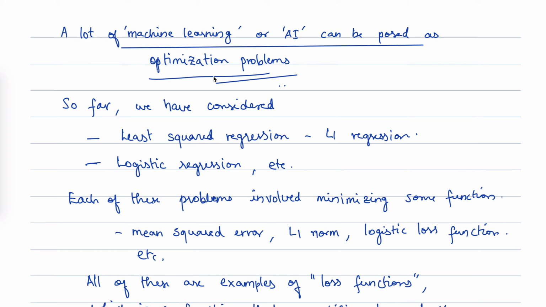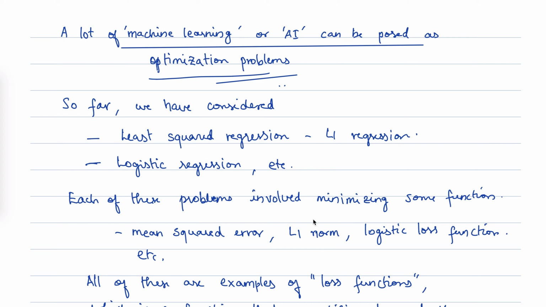So this video is about optimization problems, specifically optimization problems that arise in machine learning. A lot of machine learning or AI can be posed as optimization problems. So far, for instance, we've considered least squares regression, L1 regression, very briefly, logistic regression.